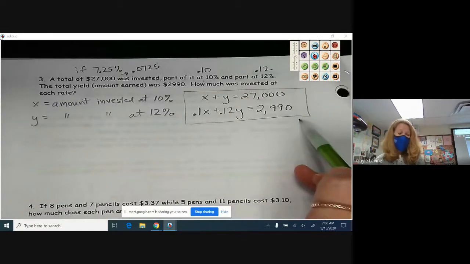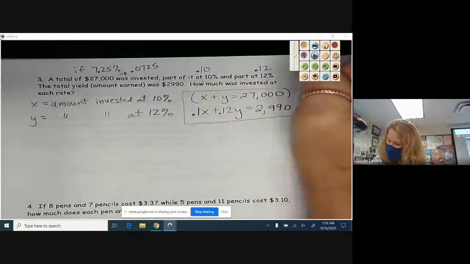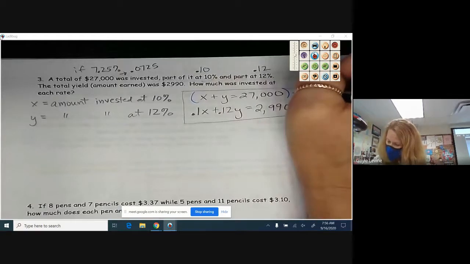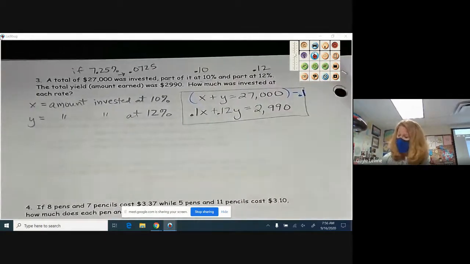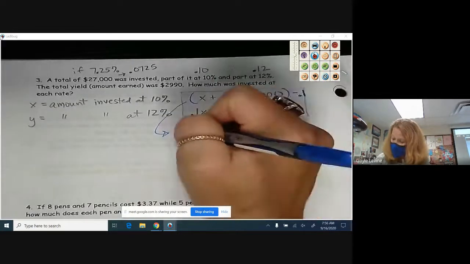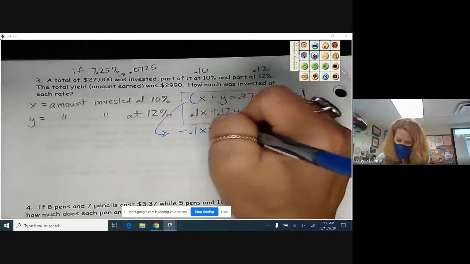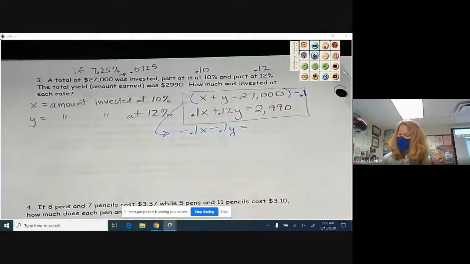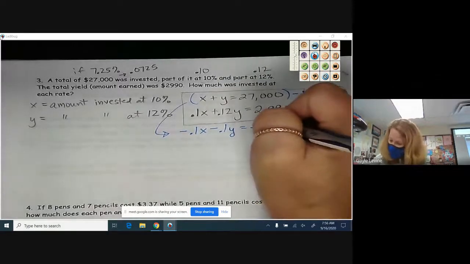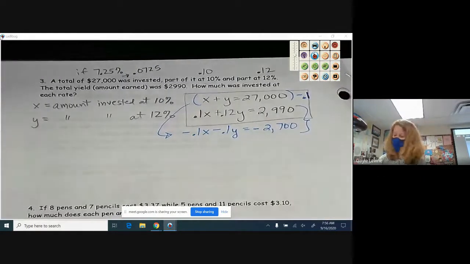All right, why don't we all do elimination? And I'm going to eliminate the x's. So I'm going to multiply this first equation by negative 0.1. Okay, so I'm going to bring that down here. And I'm going to get negative 0.1x minus 0.1y. And now the decimal place is going to move 1 spot and it's going to become negative. So I'm going to get negative 2,700. And now I have this system that I can go through and solve.